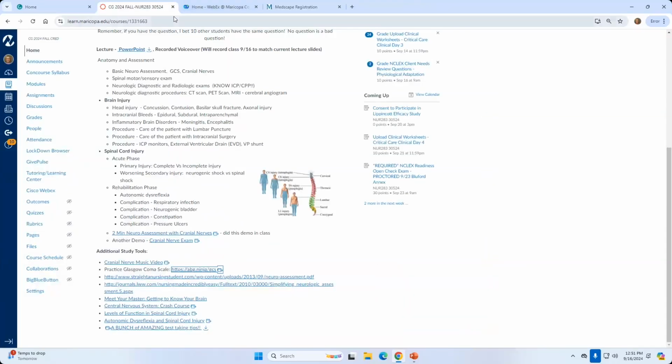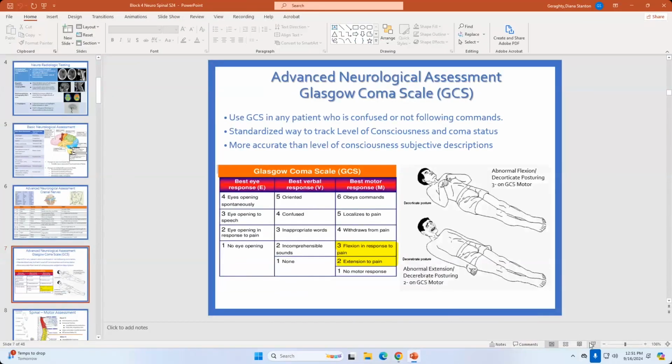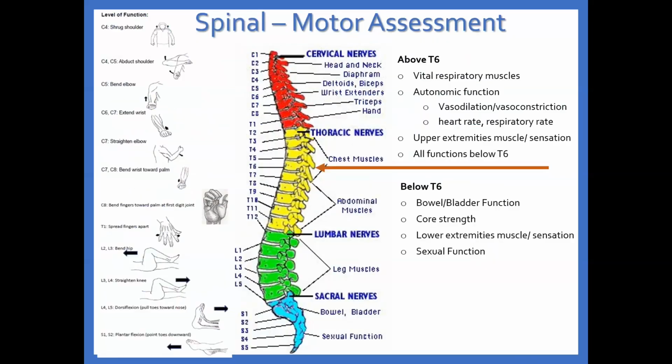If you're off by 1 or 2, mine will be very clear. I'm not going to give you nail bed pressure or anything. I will tell you exactly what they're doing, and I'd want you to put a score to it. Just making sure you know how to use that Glasgow Coma Scale. And then let's see what else we have for this, and then we'll go take a little break.